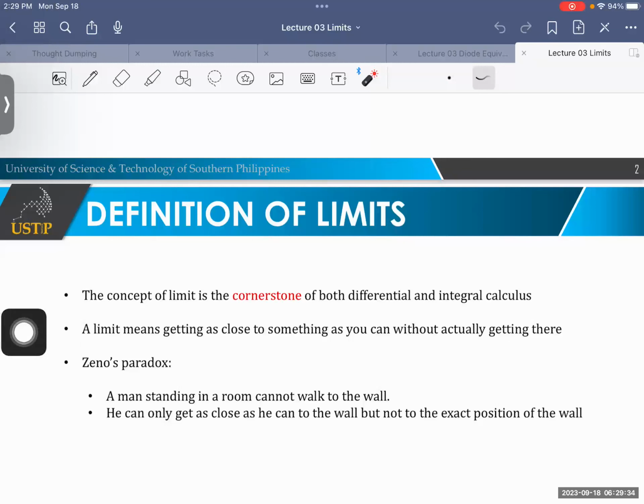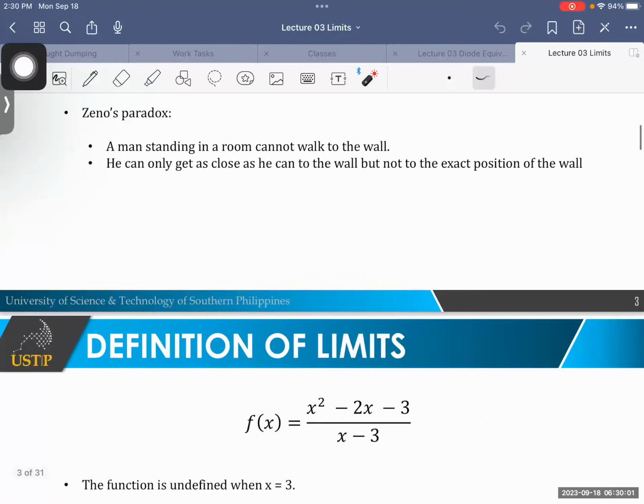What is the limit of a certain function when x approaches a certain value? Okay, so it's not exactly the value of f of x. It is not necessarily the value of f of x at that value of x, but rather it's a number that the value of f of x approaches. I hope that makes sense, but let's have an example.